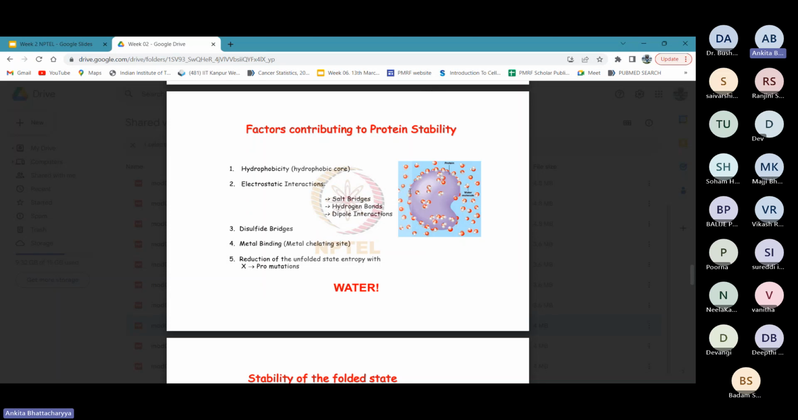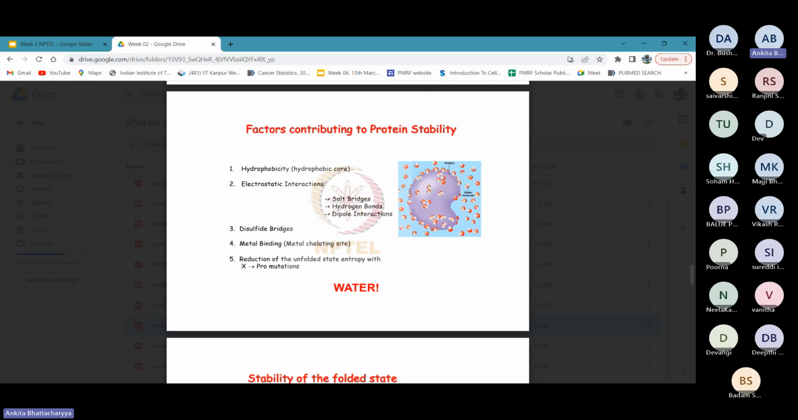Therefore, what the protein tries to do is minimize the number of amino acids which are hydrophobic in nature. It tries to minimize their exposure to water, or the aqueous environment, by bringing them to the center of the protein. So this concept is basically the building of a hydrophobic core. Water, or the presence of water around the protein, is the major contributor to this.